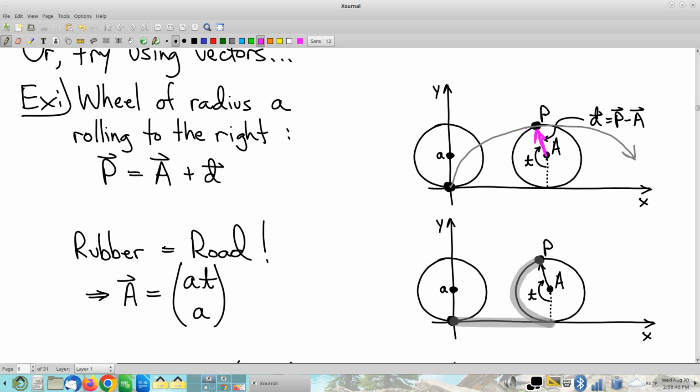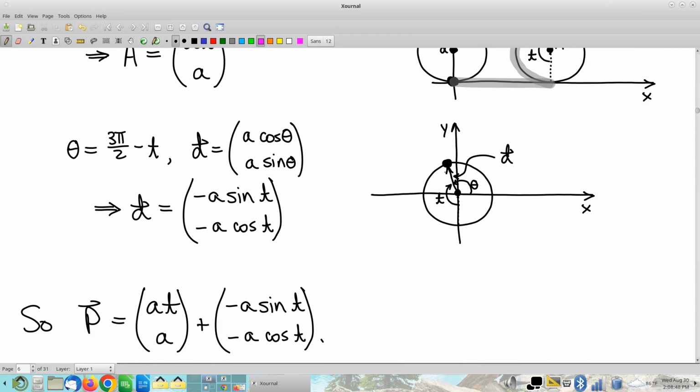Keep in mind, vectors don't have location. I can redraw this anywhere I want. I'm going to redraw it in standard position. Life is good. In standard position, it's easier to deal with. So I want to understand that vector. Now I need to understand that vector as a function of t, unavoidably.